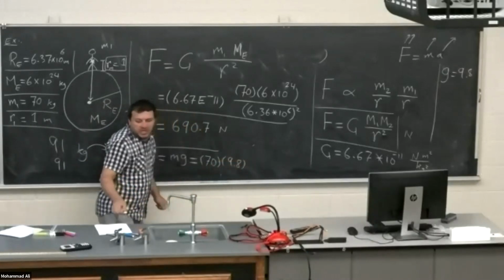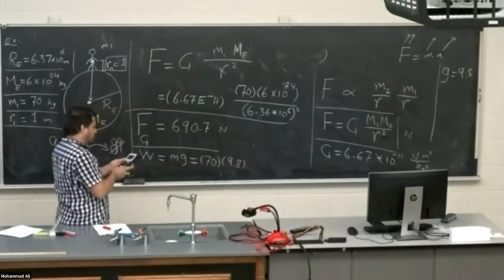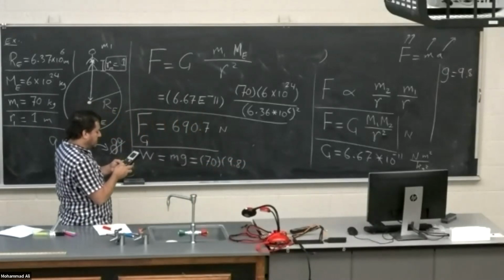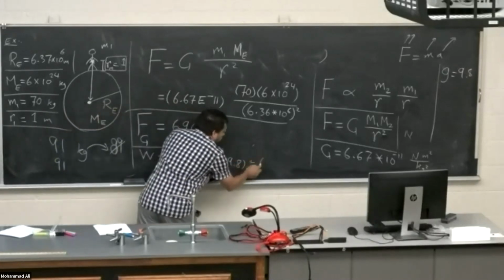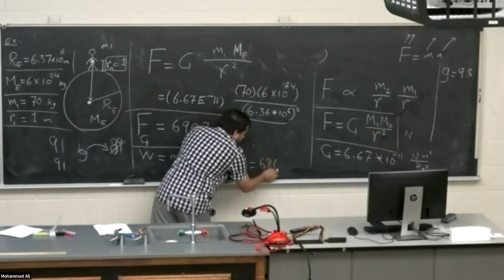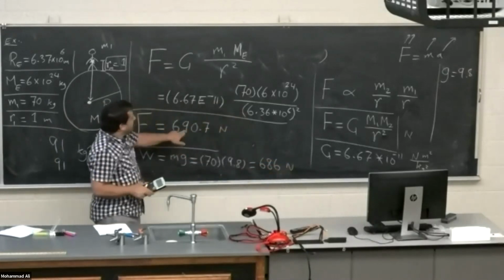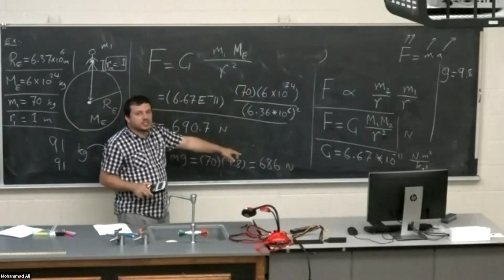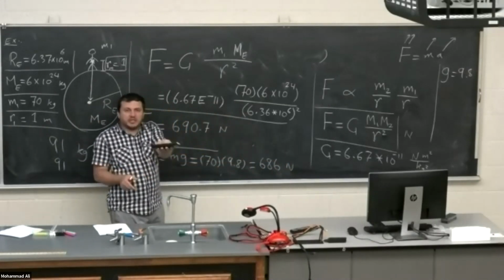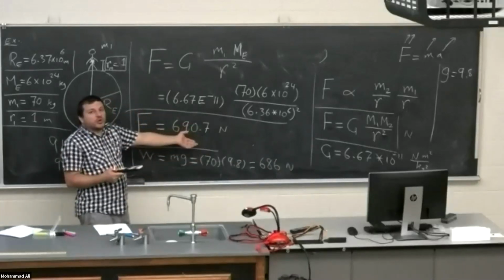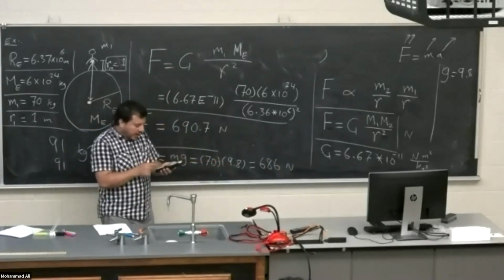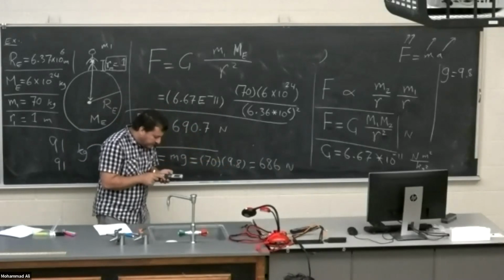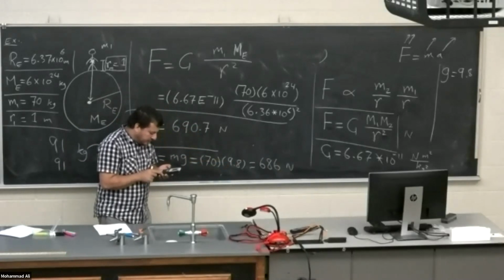This will be equal to 70 multiplied by 9.8. It is equal to 686 newtons. 690.7 and 686. It is just 4 newtons of difference. So the force of gravity is the same as the weight. I approximated G here, but in this calculator, I have G stored. I know that. The actual value of G was used.